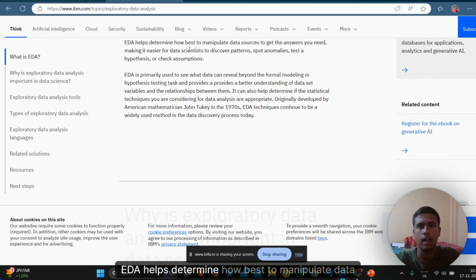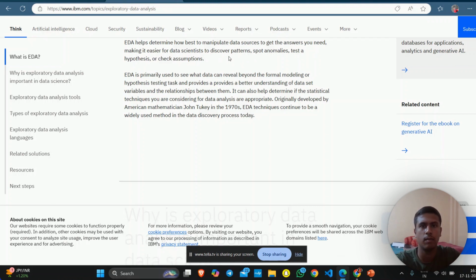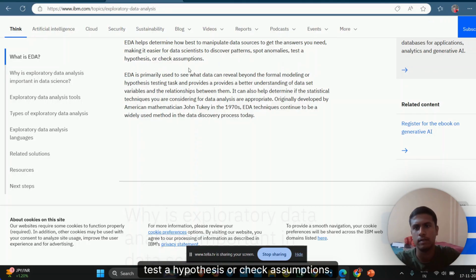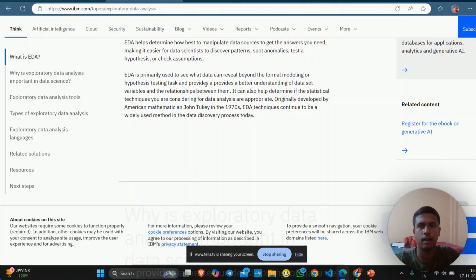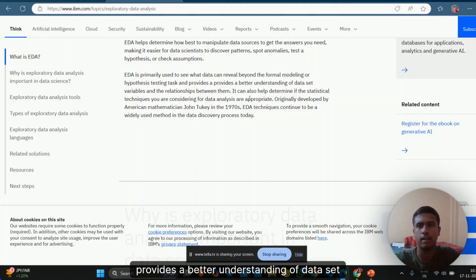EDA helps determine how best to manipulate data sources to get the answer you need, making it easier for data scientists to discover patterns, spot anomalies, test a hypothesis, or check assumptions. EDA is primarily used to see what data can reveal beyond the formal modeling or hypothesis testing task, and provides a better understanding of dataset variables and the relationships between them. It can also help determine if the statistical techniques you are considering for data analysis are appropriate.